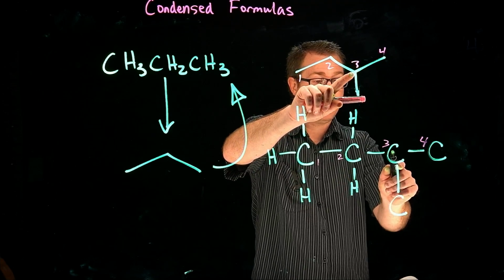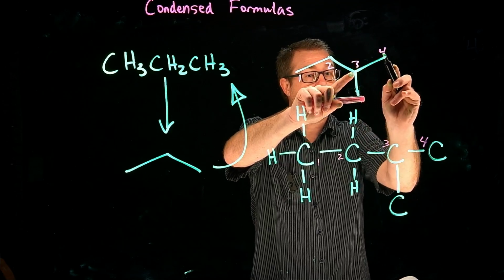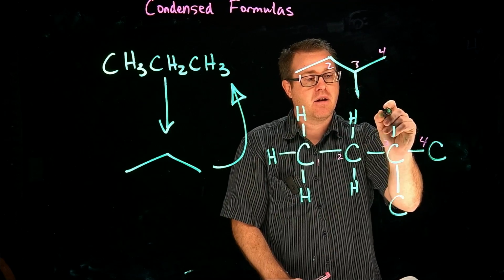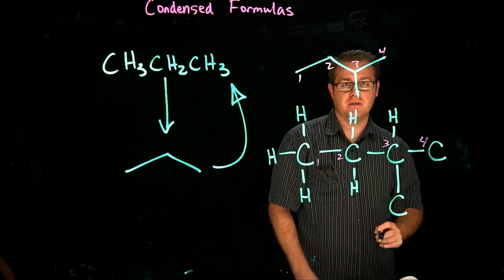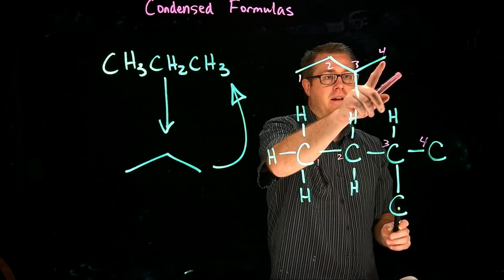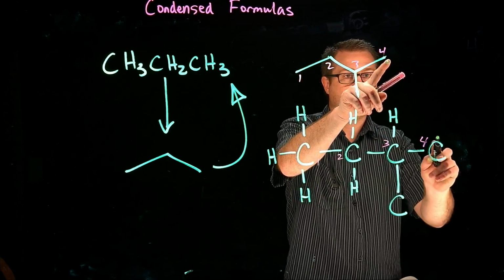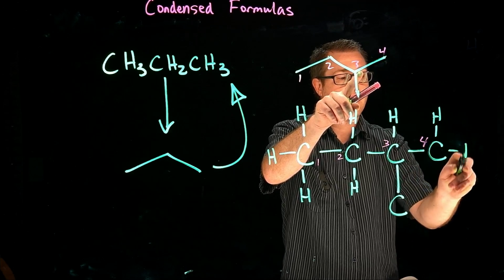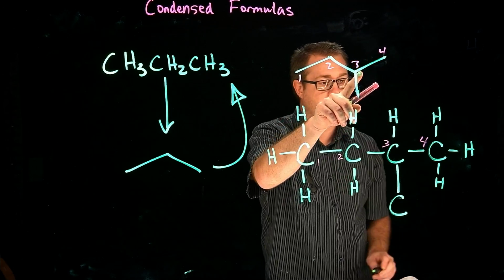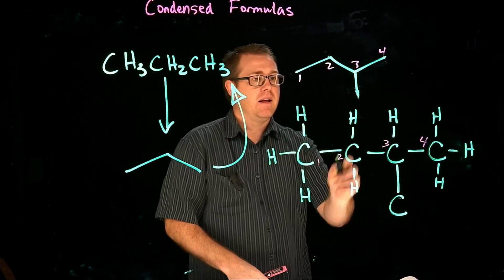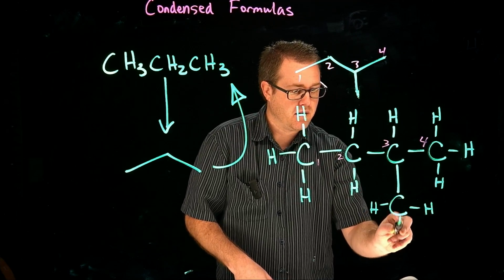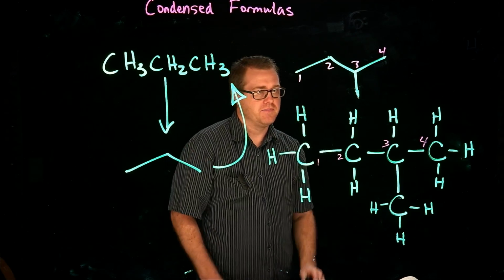Carbon 3 is bound to carbon and this methyl. So there's 3 bonds. So that means that there's only 1 hydrogen. And then on carbon 4, there's only bonded carbon 3. So that means that there are 3 additional carbon-hydrogen bonds. And then this methyl right here would also have 3 hydrogens.